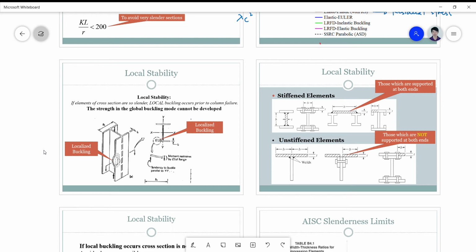Hello class, so we continue our lesson on compression members.